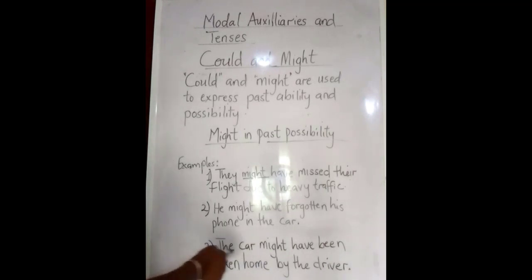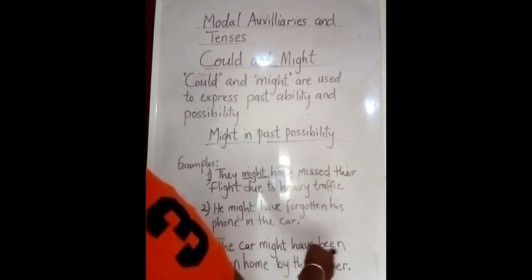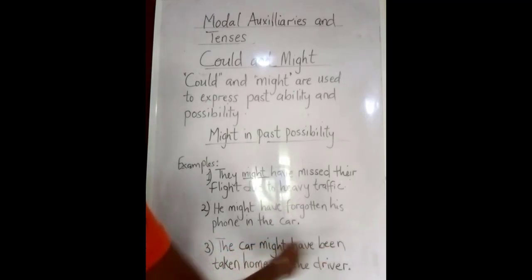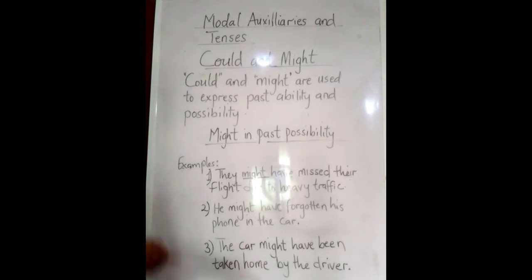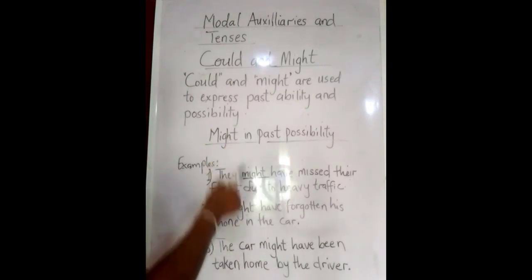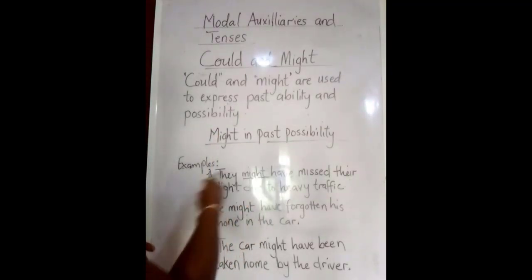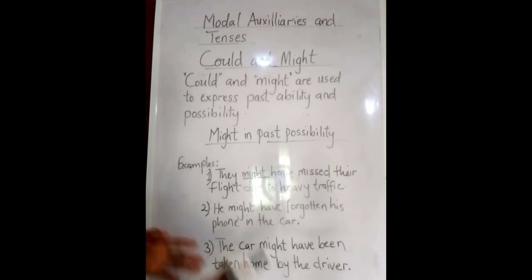And then the third one says, the car might have been taken home by the driver. Here again, suggesting something that's happened in the past, and that is also a possibility. It is possible that the driver has taken the car home. There is a chance that the car has been taken home by the driver. These three examples suggest, first, that these are events or actions that happened in the past, and secondly, that there is a chance of them happening. Every single example here shows a possibility of the action happening, and the action happening in the past. Okay?